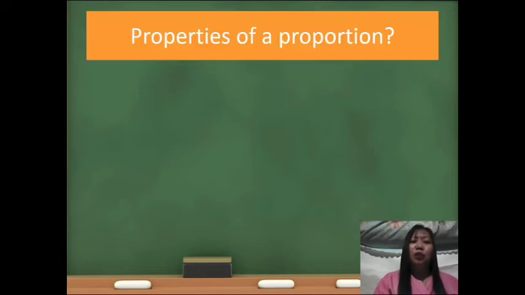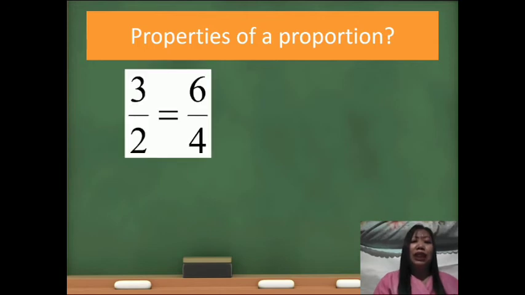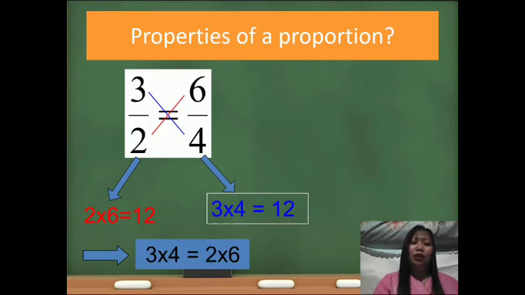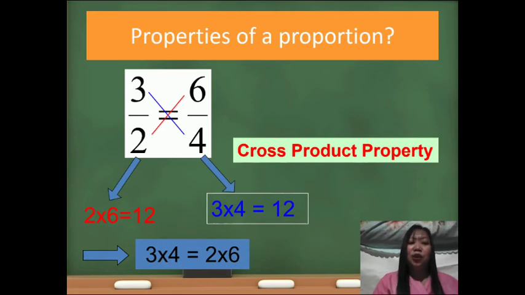So how can we say that 3 over 2 is equal to 6 over 4? We will use the properties of a proportion. 3 over 2 is equal to 6 over 4. So we need to find 3 times 4, which is equal to 12. 2 times 6 is equal to 12 also. So 3 times 4 is equal to 2 times 6. So they are equal. This property is the cross product property.